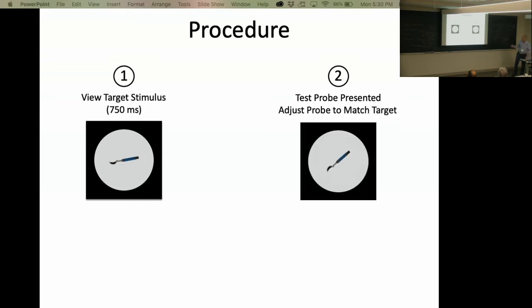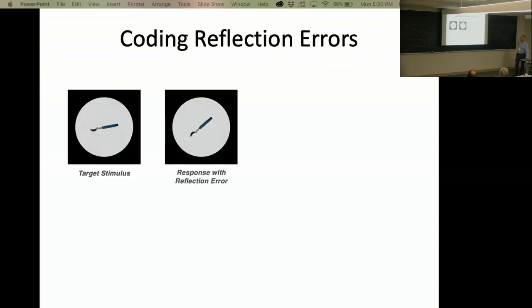And so here's one possible answer, not terrible, but it's not really great. And then what we did was just analyze all of the reflection errors, errors where the object has been reflected one way or another. And the way we looked at them is, if we take the target stimulus and the response with the reflection error, we can superimpose those and easily compute the axis of reflection. And then we want to be able to combine data across all the different orientations in which the object was actually presented.